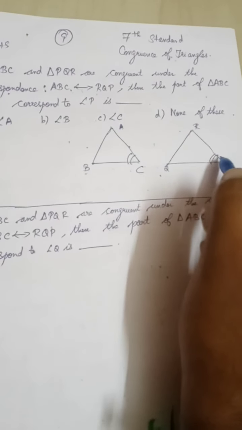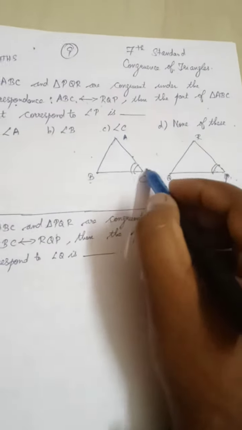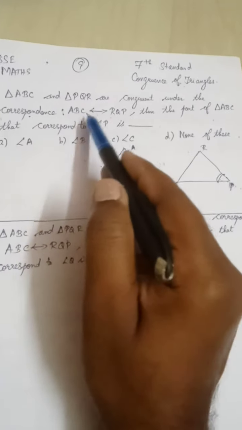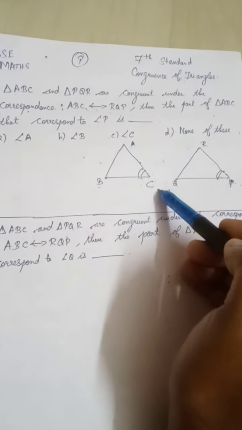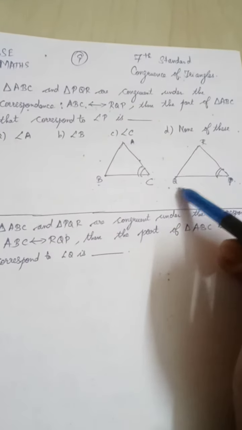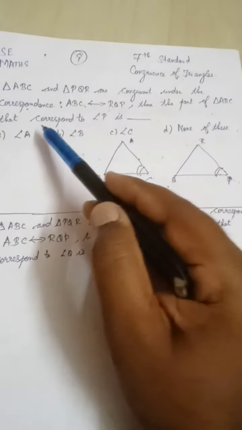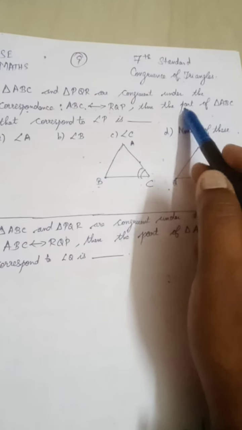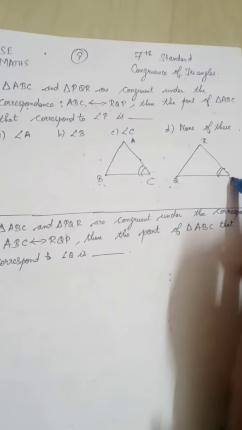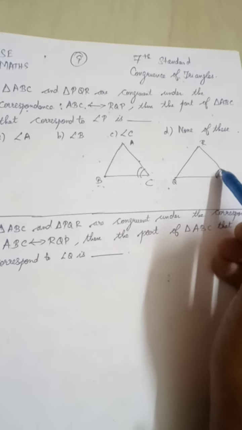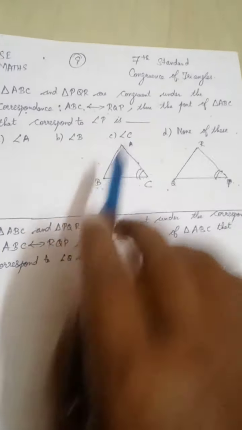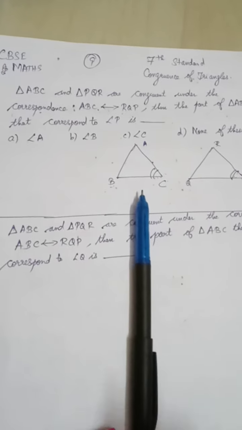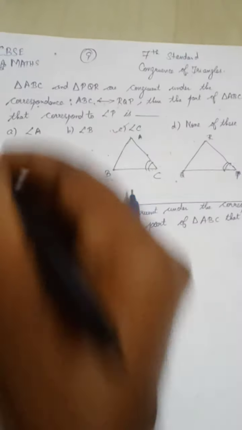Likewise, it is the same as similarity, we are just seeing it as correspondence. Triangle ABC and triangle PQR are congruent under the correspondence ABC to RQP. They are asking for the part of triangle ABC which corresponds to angle P. Angle P is equal to which one? That is angle C. That is the answer.